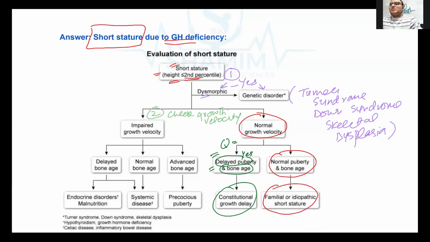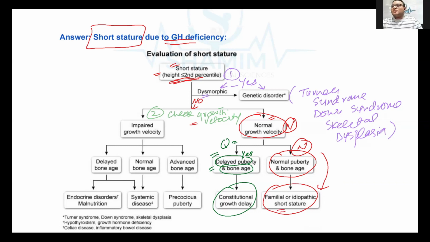Let's make it simple. The patient came to you with height less than the second percentile. Your question was, is there any dysmorphic feature? No, there was no dysmorphic feature. Then we asked, what is the growth velocity? Is it normal or not? The growth velocity was normal. Then you ask, what is the bone age? Is it decreased or not? The bone age is normal. So your answer will be familial short stature.